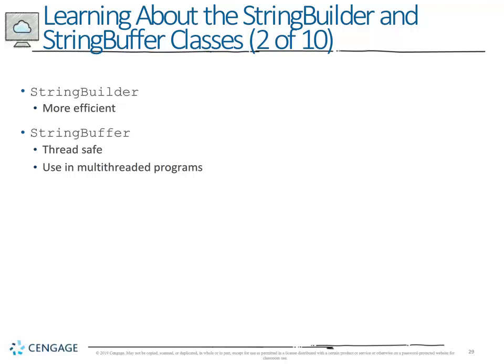You can use StringBuffer or StringBuilder, and there are some differences. The StringBuilder is more efficient. StringBuffer is thread safe. If you have multiple threads of execution in the program, you should use a StringBuffer. If the program only contains a single thread, we should use StringBuilder. Java allows multiple threads, which are units of processing scheduled by the operating system, and that can be used to create multiple paths of control during program execution.